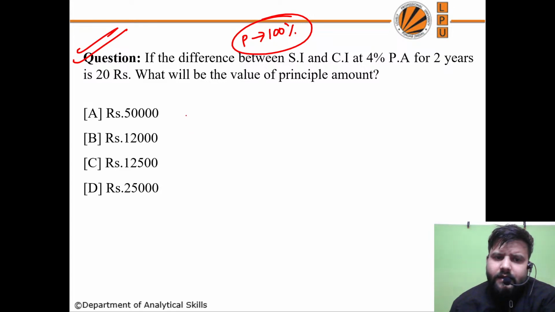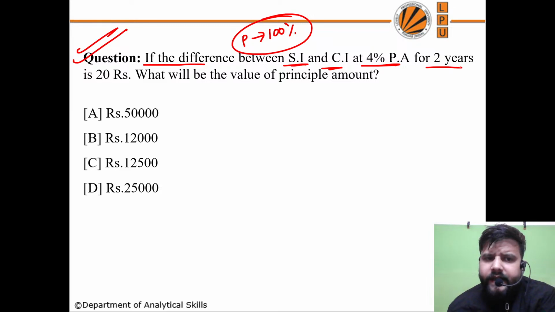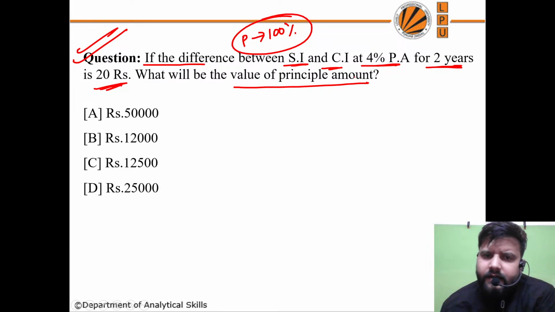Now let's understand the concept of it. Question is asking you, if the difference between SI and CI at 4% for 2 years is 20, what will be the value of the principal? Difference is given between SI and CI for 2 years. They are asking for principal. Now let's see how to deal with it.